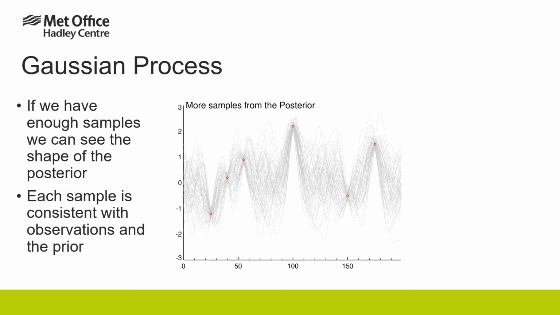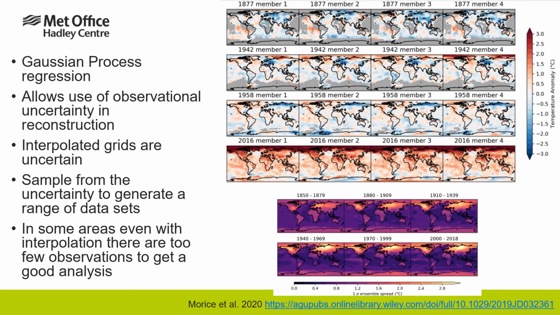Now that's a very schematic example. So this is an application to the actual data for HAGRU-T5. So we're using a Gaussian process regression method that allows for observational uncertainty in the reconstruction. And the interpolated grids themselves are uncertain. And we're sampling from the posterior distribution to generate a range of data sets.